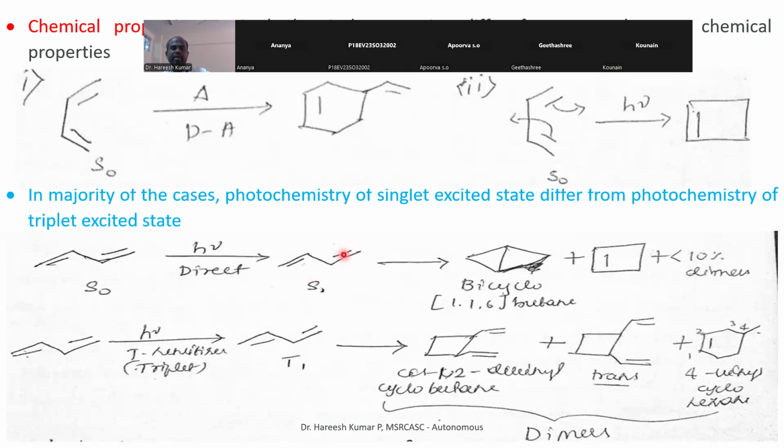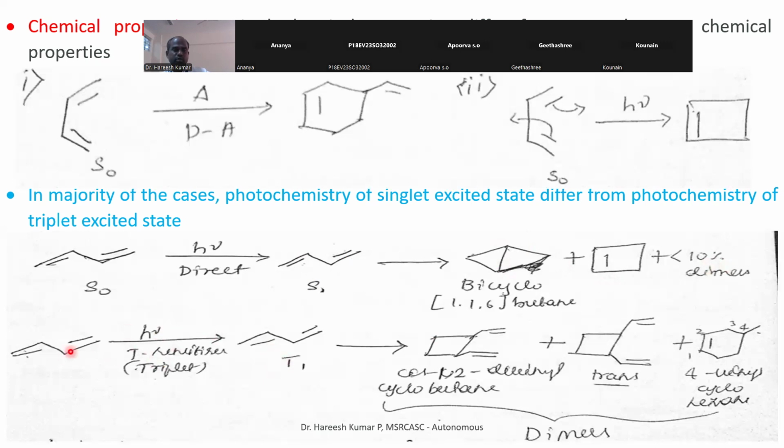These pi electrons can undergo homolytic cleavage and can form a bond between this carbon and this carbon, this carbon and this carbon. So that is how a bicyclic compound is obtained. Similarly, another possibility is electrocyclization, forming a cyclobutadiene. Only 10% is the dimer formed. So dimer means there are two different dimerization possibilities.